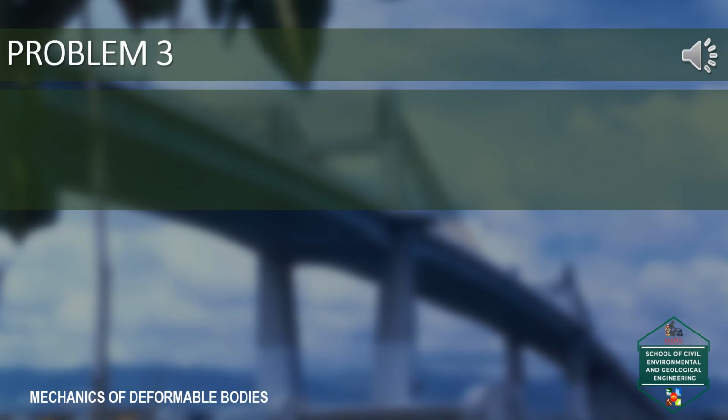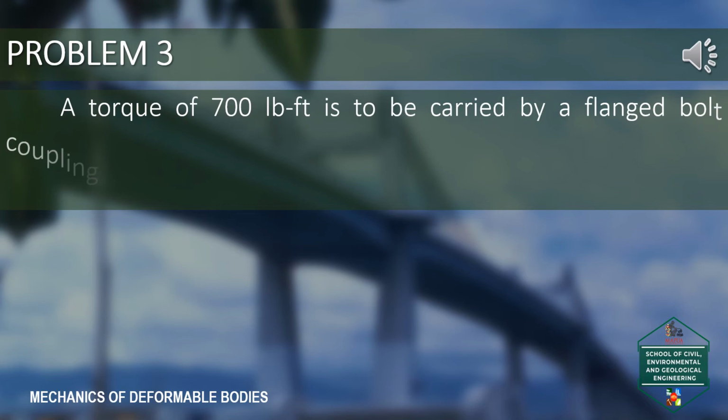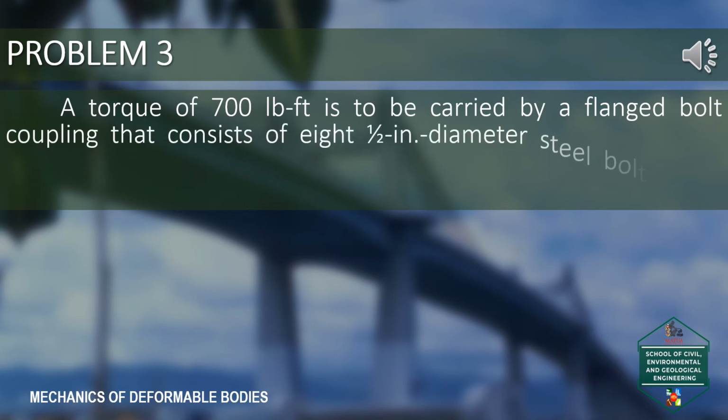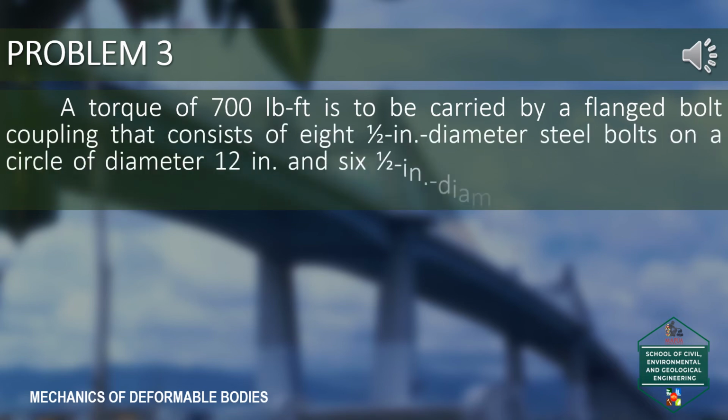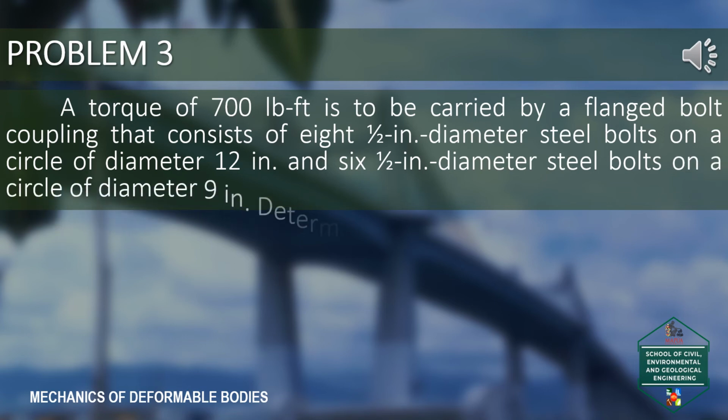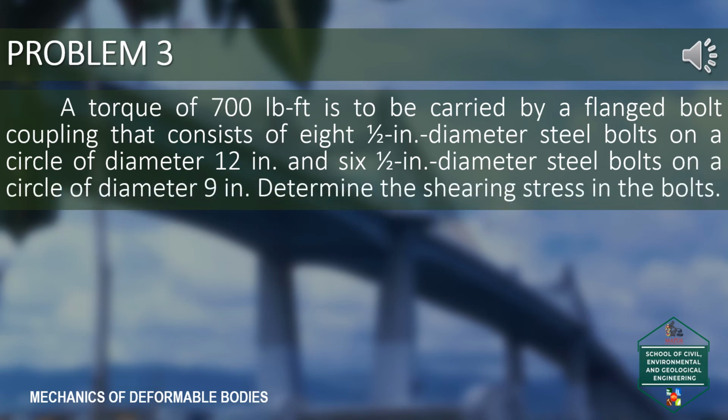Problem number 3. A torque of 700 pound-feet is to be carried by a flanged bolt coupling that consists of 8 1/2-inch diameter steel bolts on a circle of diameter 12 inches and 6 1/2-inch diameter steel bolts on a circle of diameter 9 inches. Determine the shearing stress in the bolts.